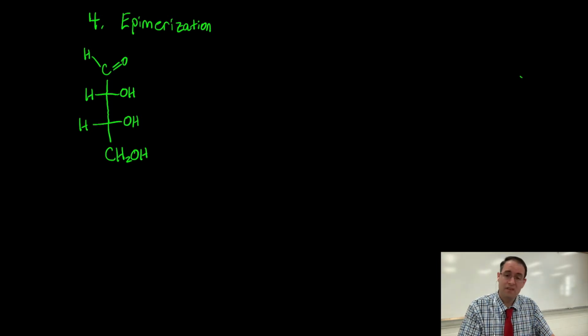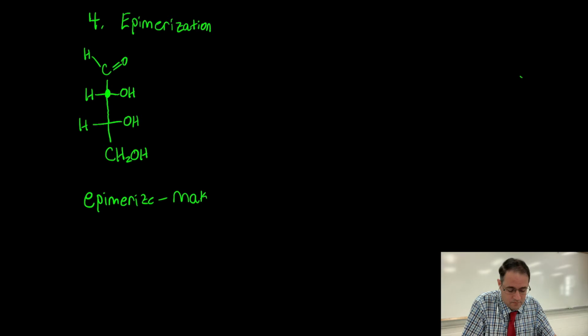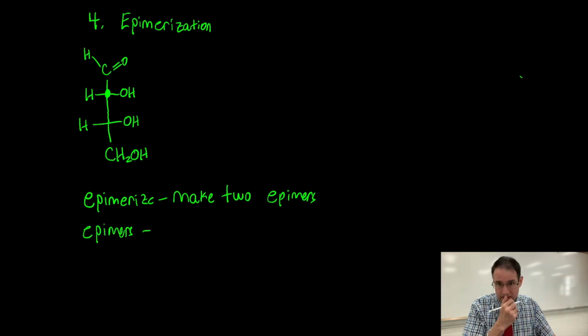If you treat an aldose with sodium hydroxide, which is quite strong, you can actually epimerize this carbon right here, okay? So epimerize is the process of making two different epimers. And I mentioned before in the previous little clip there that epimers are two diastereomers. They differ by only one stereocenter.